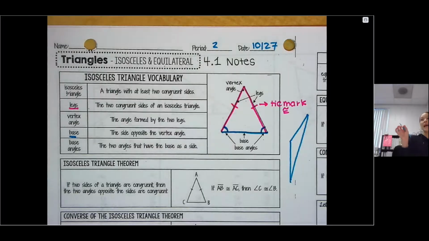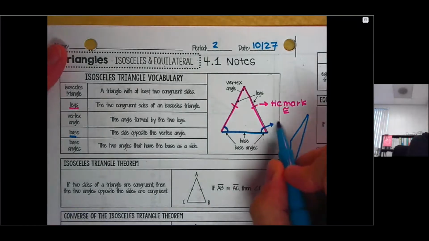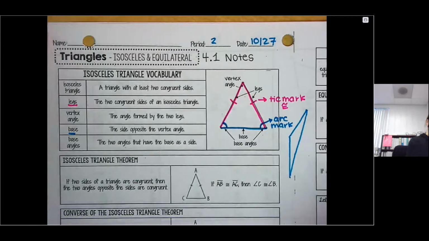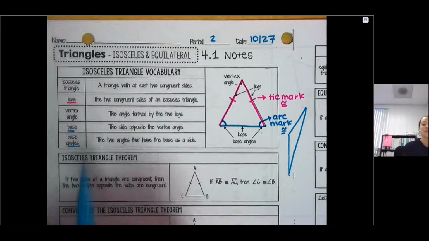So these two right here are your base angles. They are literally the angles on the base. These two things right here are called arc marks, A-R-C, an arc mark. And again, they show angles that are congruent. So now you've got your two angles that are congruent at the bottom. Those are called your base angles down here, the congruent two.